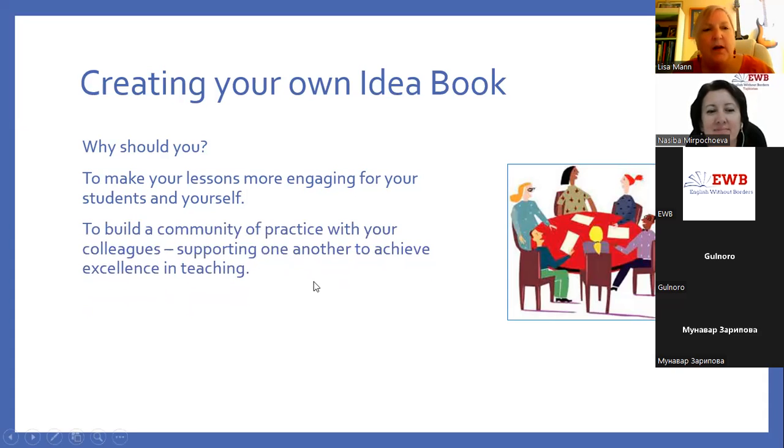You should also do it to build a community of practice with your colleagues. A community of practice is a group of colleagues who work together to help each other and support each other to achieve excellence in teaching. So if you work at a school with only a couple of English teachers, maybe think about making an idea book or getting a group of people together from more than one school in your community.